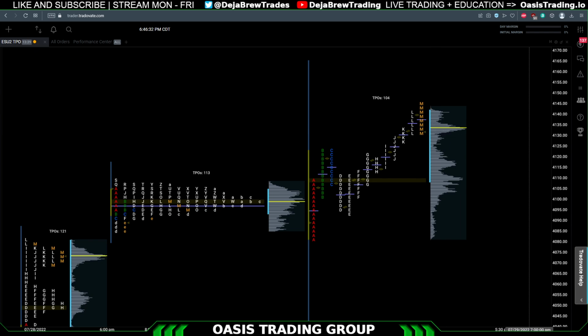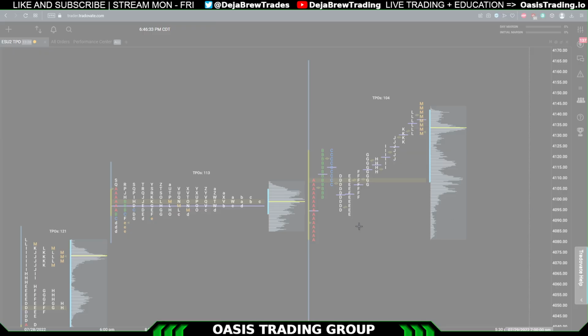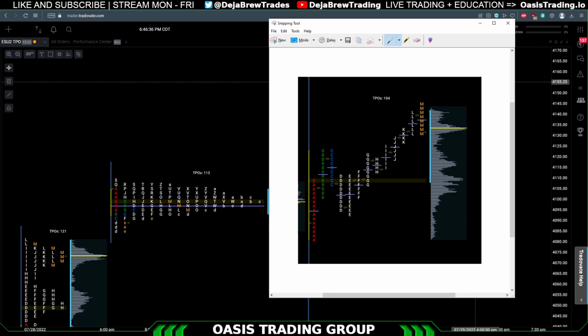So you almost had a one time framing move on that M session, but you actually came back down and tested that low. So yes, for that initial push, it was a one time framing move up, but it failed once it started to sweep. Remember we talked about that sweep? So you swept the high, you were one time framing up, but then you started to fail and you pulled back down and you went back to the low.